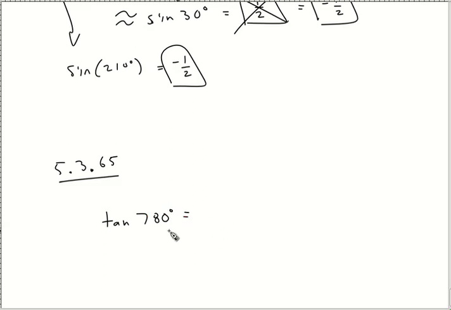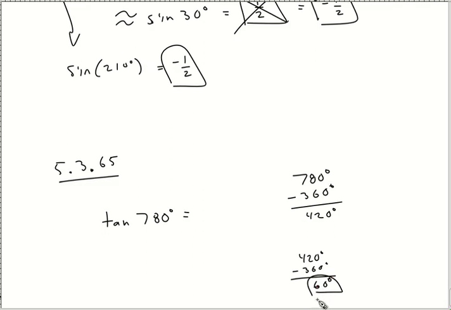So find the tangent of this guy. I am so tempted just to go to the calculator. And there are so many good things to learn about the calculator in this way. But they want the reference angle, so here we go. First off, 780 is way too big, so I need to subtract 360. 780 minus 360 is 420. So then I do it again, 420 minus 360 is 60.